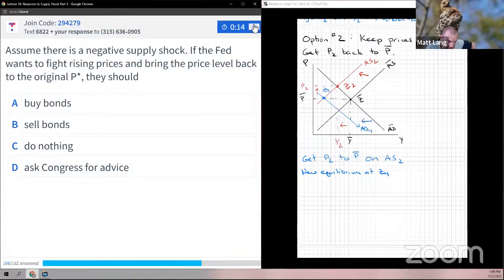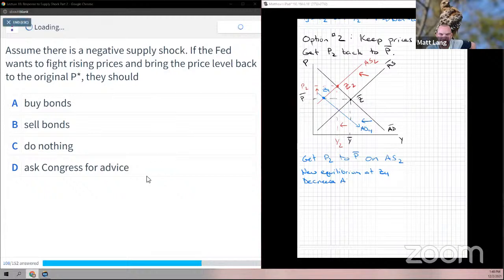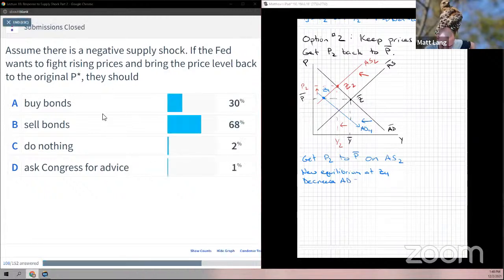How can the Fed decrease AD? Well, let's see if you guys are, I think, is the Fed ready to hire you? Let's see. I think the Fed's ready to hire you, because if the Fed goes out and sells bonds, that will decrease AD, right? So if we think about what that final outcome is, right?